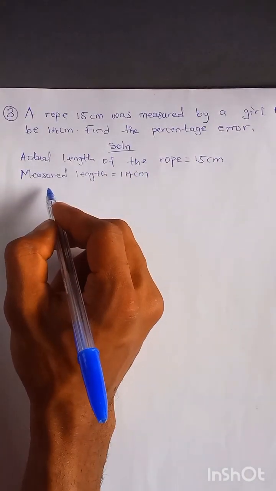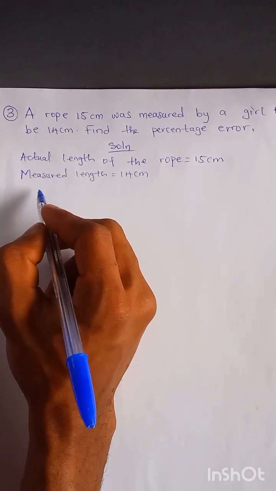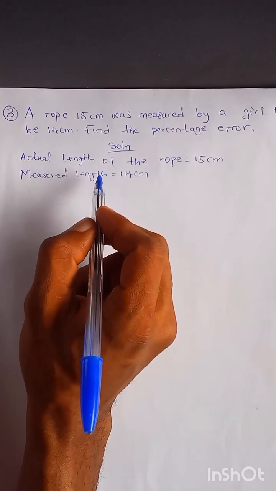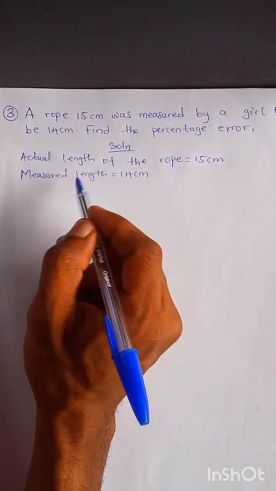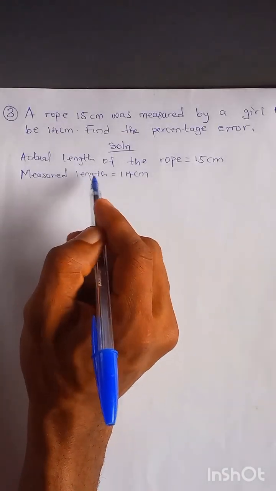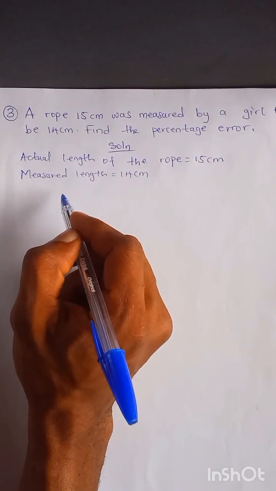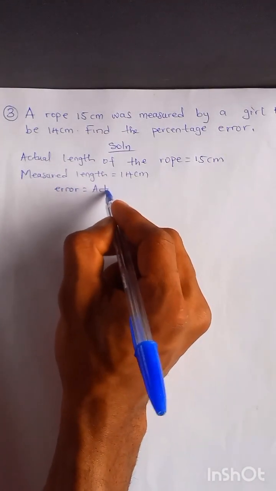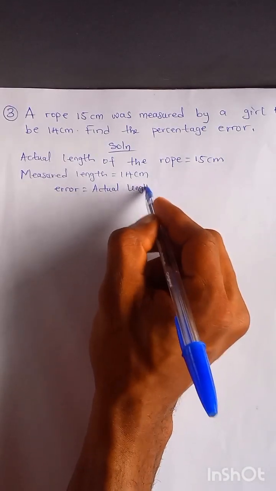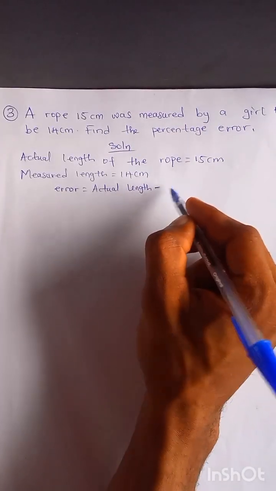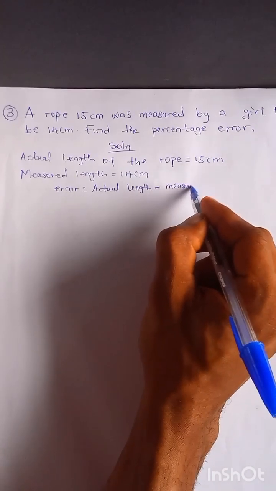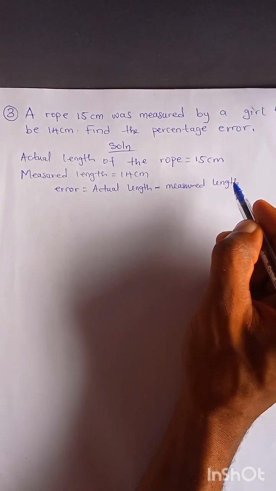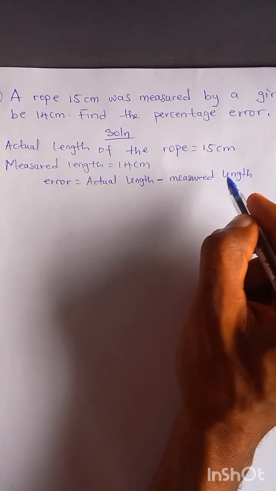Now for us to find the percentage error, we need to get the error from the measurement, because it is very clear here that there is an error in this measurement, since the actual length is 15 cm and the girl measured it as 14 cm. It means there's a little error in the measurement. So we can now say error is equal to actual length of the rope minus measured length.